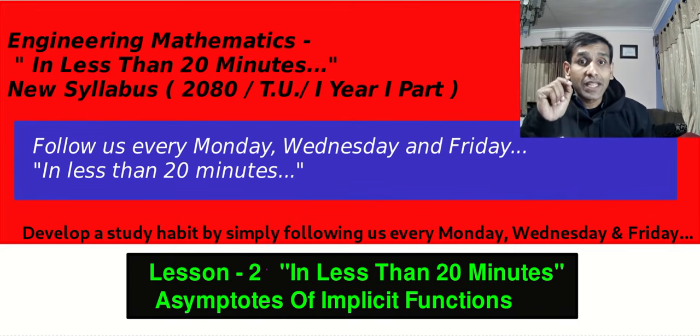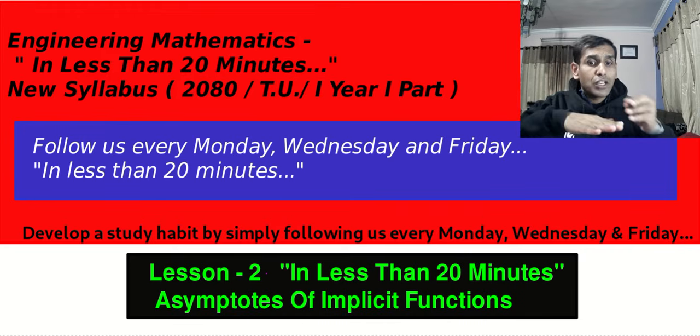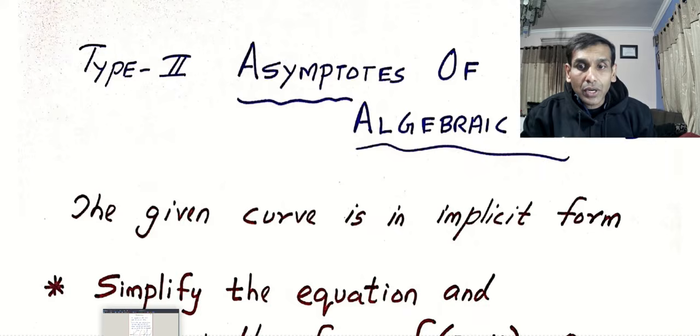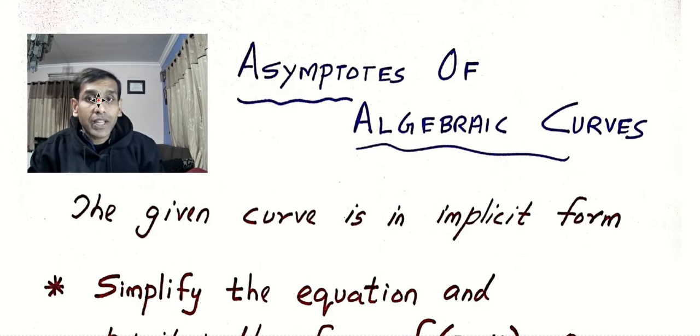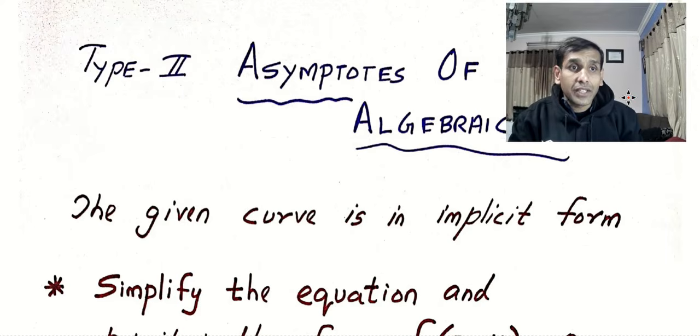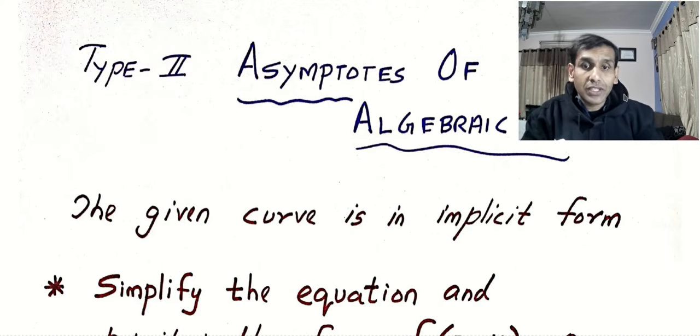I hope you remember the answer. Asymptotes are straight lines which will meet the curve at infinity, but it will move along with the curve. Today we are going to learn asymptotes of algebraic functions, which means implicit functions. I have a long procedure here. If you want the procedure, you can take a screenshot. I'll work out one problem and make you understand the procedure.